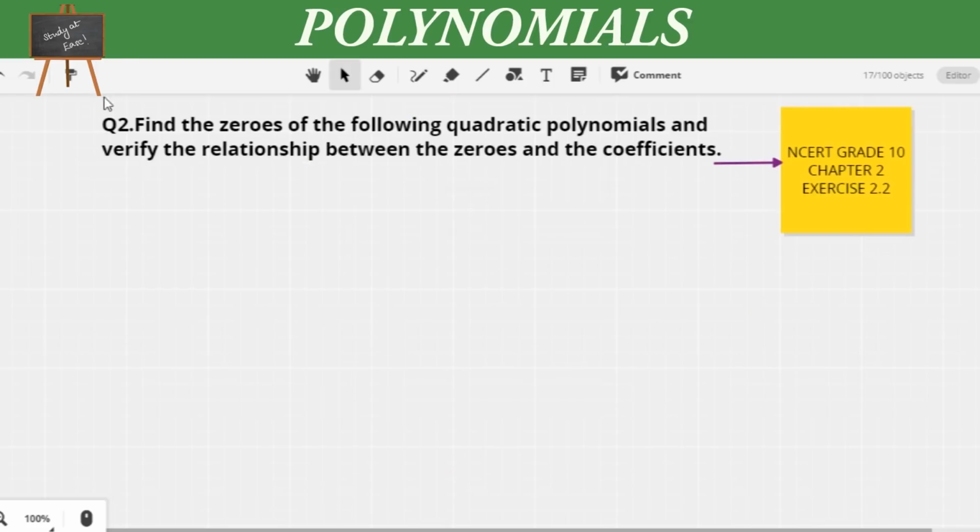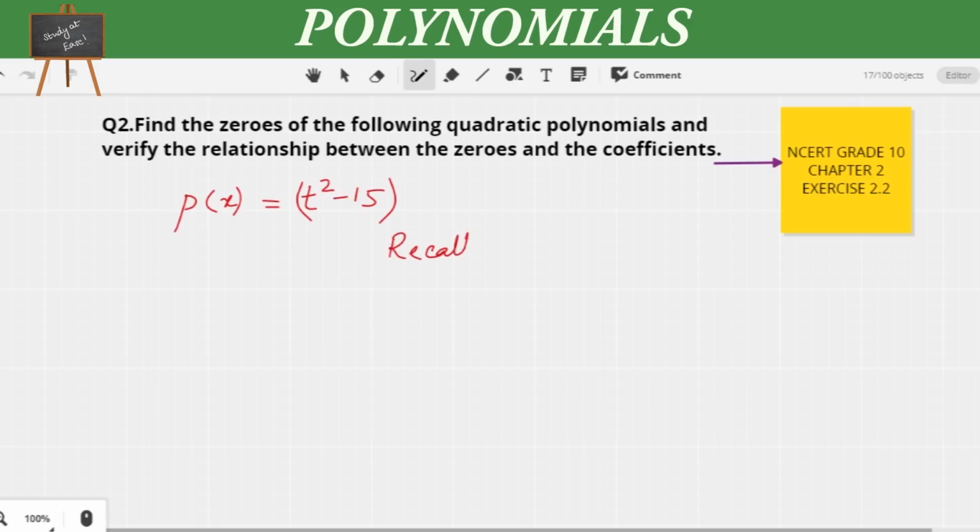Let us look at the second question. Find the zeros of the following quadratic polynomial and verify the relationship between the zeros and the coefficient. Again, this question is taken from NCERT Grade 10, Chapter 2, Exercise 2.2. Let us consider a question. So the question is, p of x is equal to t squared minus 15.